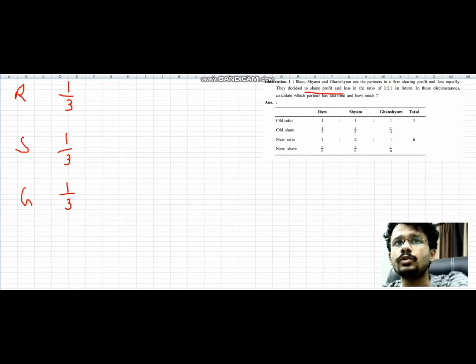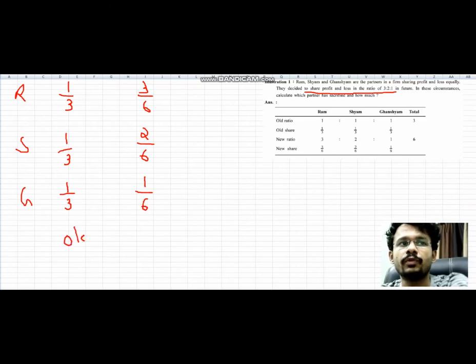They decided to change their share in the ratio 3 is to 2 is to 1. So that is 3 plus 2, 5 plus 1, 6. So their new ratio of R is 3 by 6. Here it is 2 by 6. Here it is 1 by 6. Now this is the old ratio, friends, and this is the new ratio.